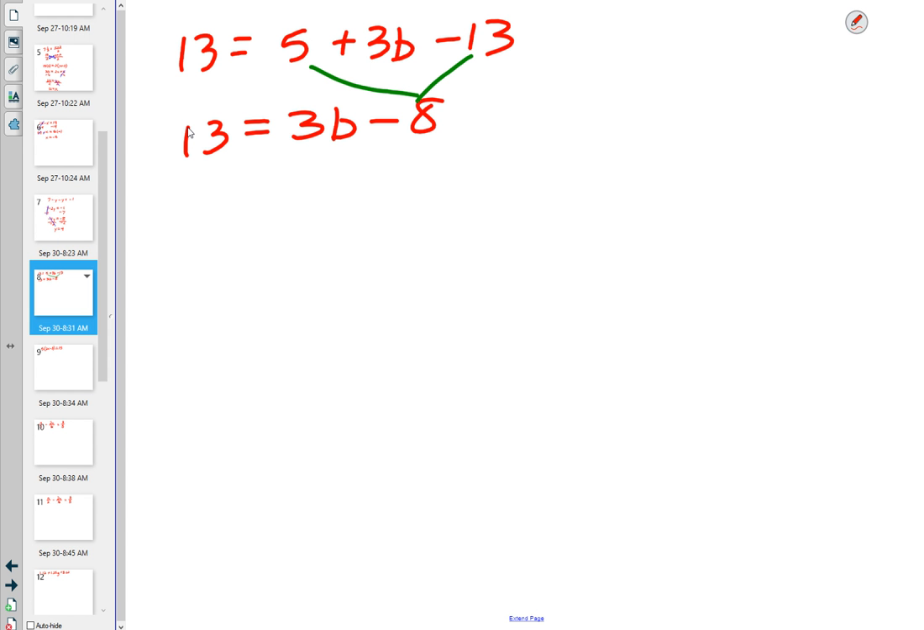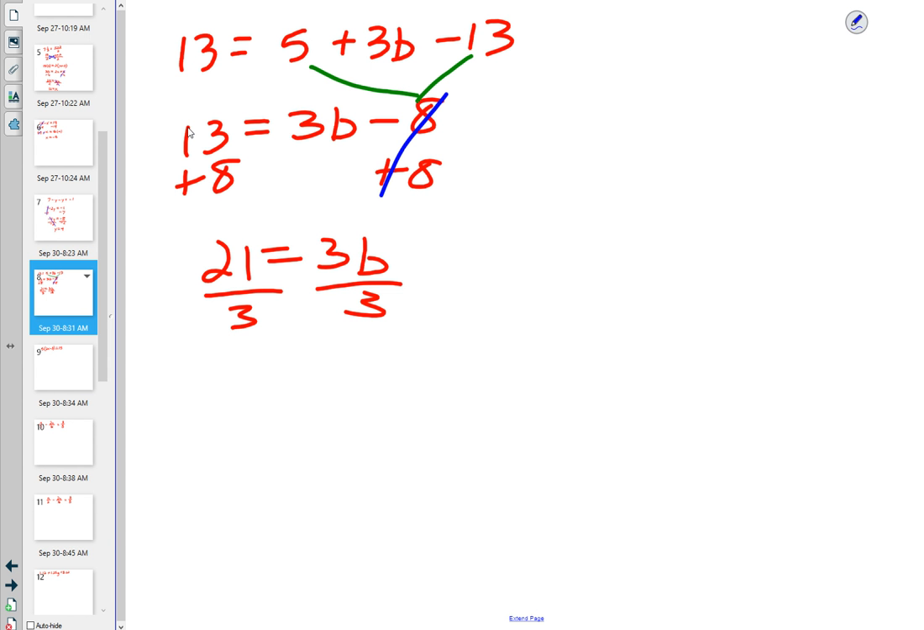Now, before I can start getting rid of anything, make sure both sides are in simplest form. Now you can start solving. So I need to get rid of the 3 and the negative 8. The negative 8 comes first. I add 8 to both sides. 21 equals 3b divided by 3. 7 equals b.